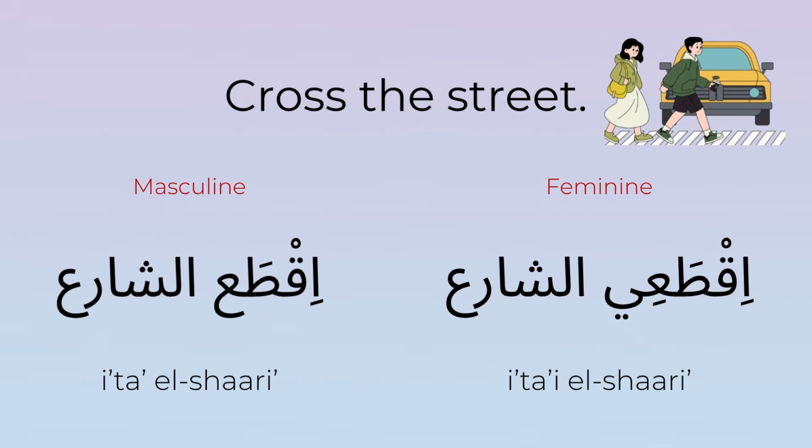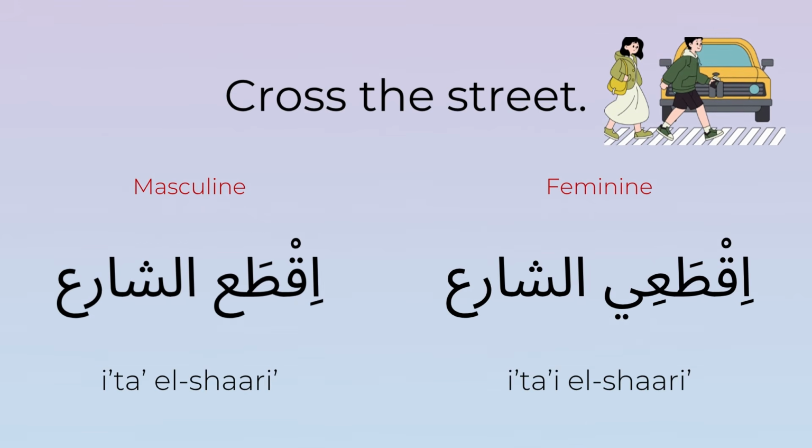Cross the street. To a male you would say اقطع الشارع. To a female you would say اقطعي الشارع.